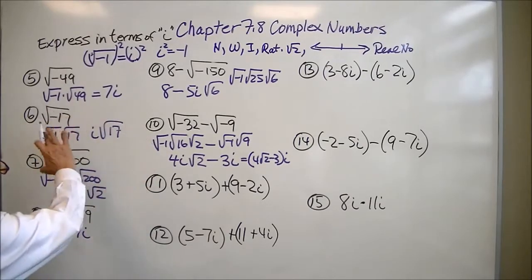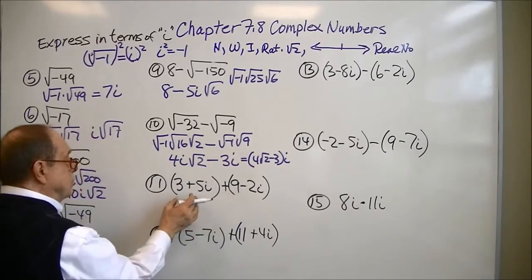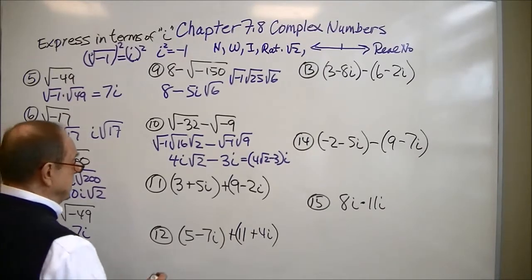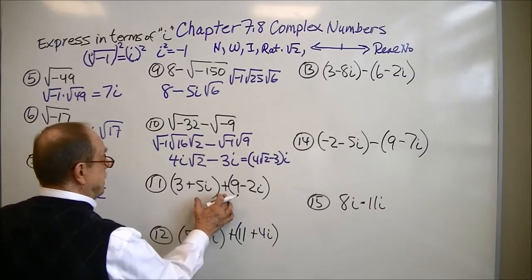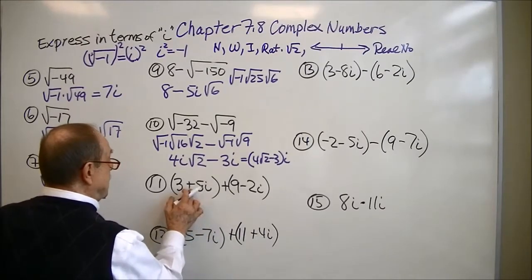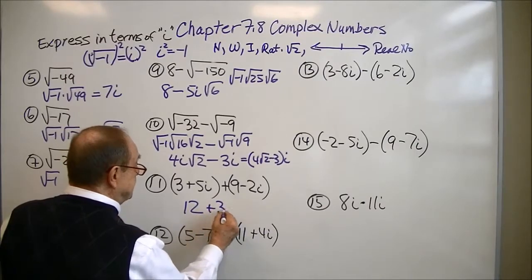All right, now we've gone from converting to now adding where the i is present. Now the interesting thing about the i is that it's treated just like a variable. So it's like 3x, 3i. All of the rules apply. So here there's addition. 9 plus 3 is 12. 5i minus 2i is a positive 3i.